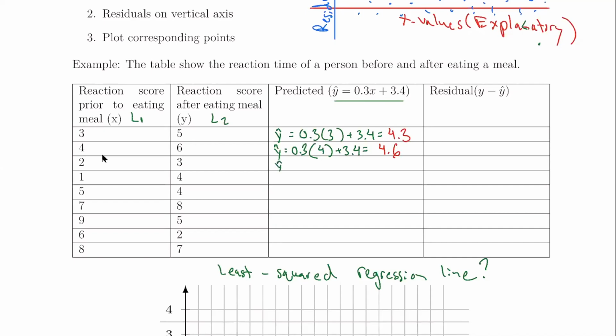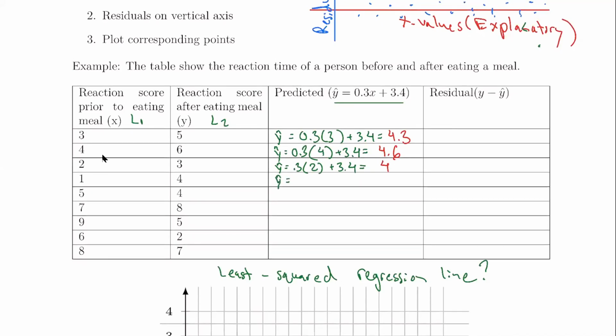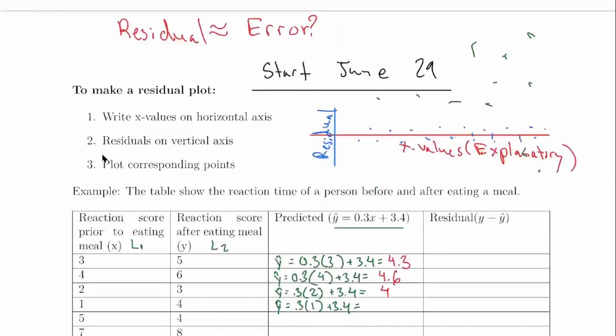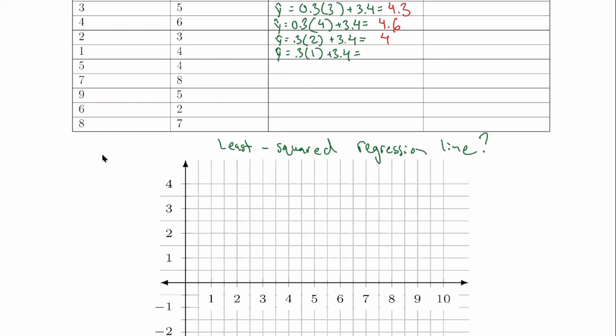So the next one will say y hat is equal to 0.3 times 2 plus 3.4. If I do the math for that one, you get 4. Perfect. All right, then the next one will say y hat is equal to 0.3 times 1 plus 3.4. Want to check the math on that one, Julian, again? What do we get? There you go, 3.7.